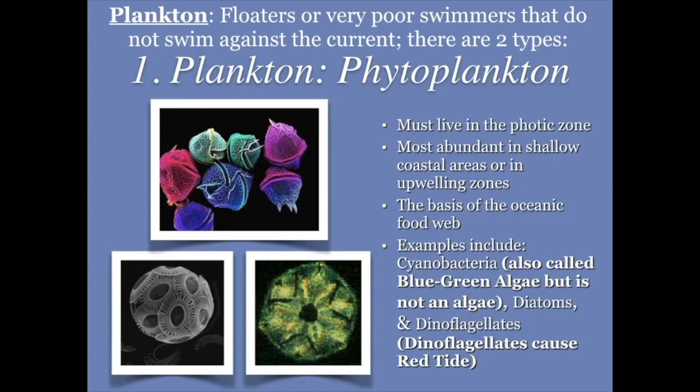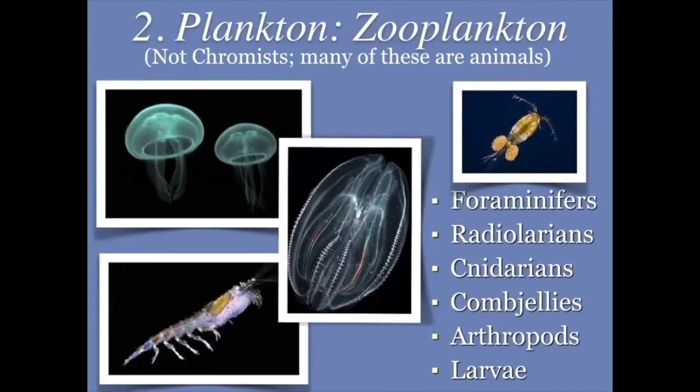So basically you can see in the top picture the dinoflagellates and diatoms. Now zooplankton are not chromists. This is just another type of plankton, so don't think that all plankton are protists. Zooplankton are animals. It's just a classification of ocean life, plankton, specifically phytoplankton or zooplankton.